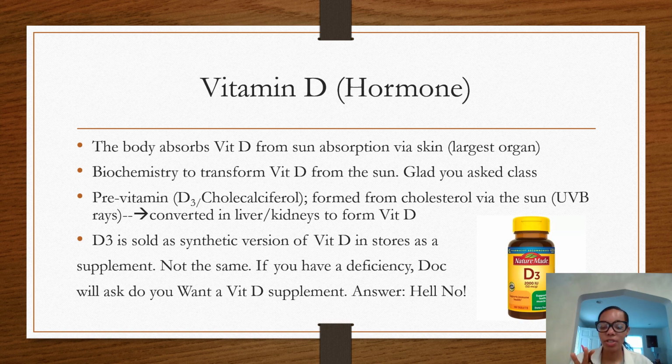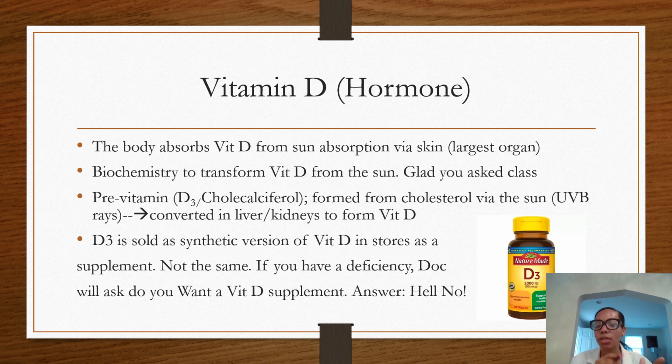Getting vitamin D, first of all, is very subtle in plant-based foods. The best source for vitamin D is going to be the sun. Okay, so let's get back to the synthetic version of this. This picture is what you will see that's sold in stores as a supplement. Not the same as the vitamin D you're going to get from sun exposure.